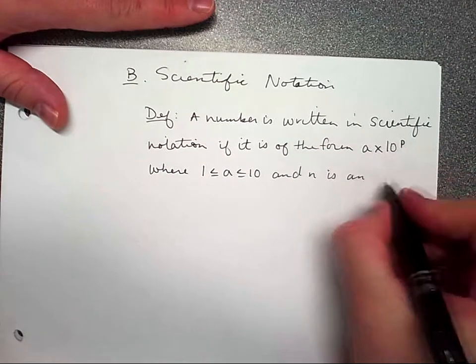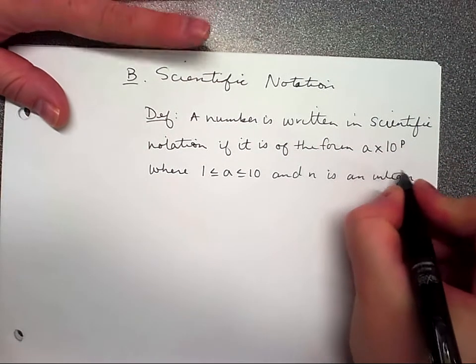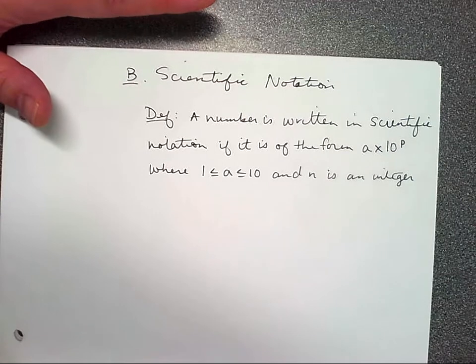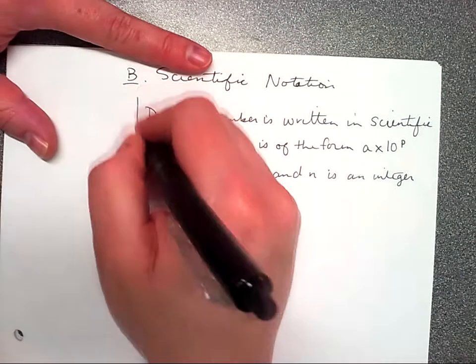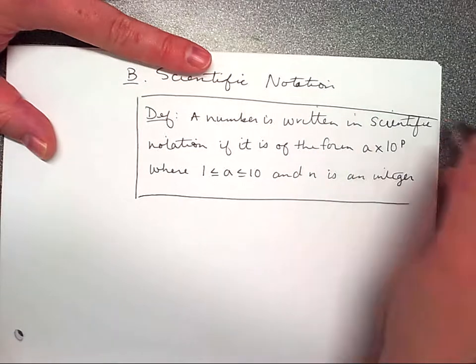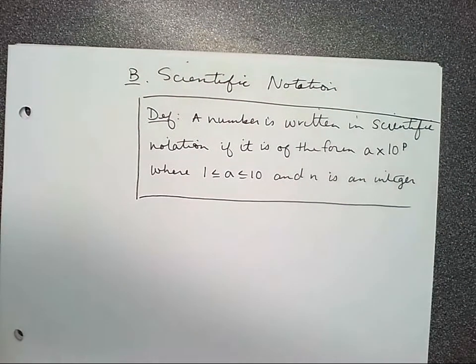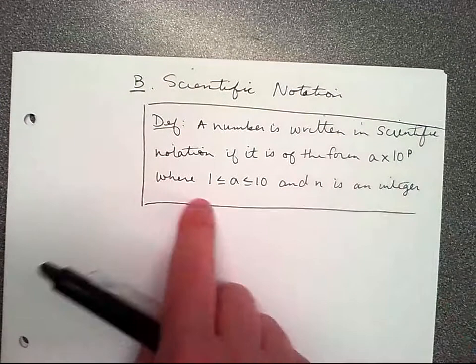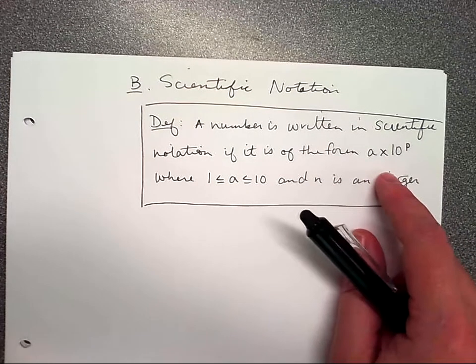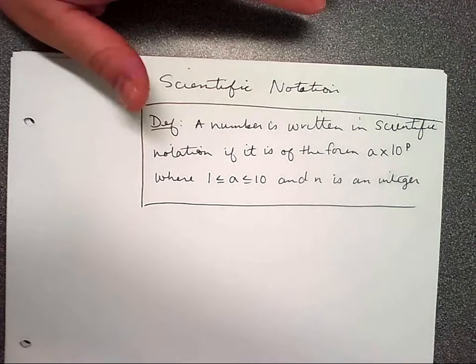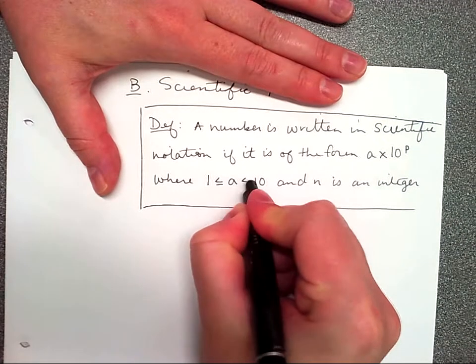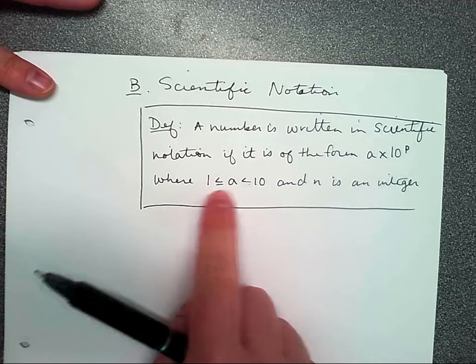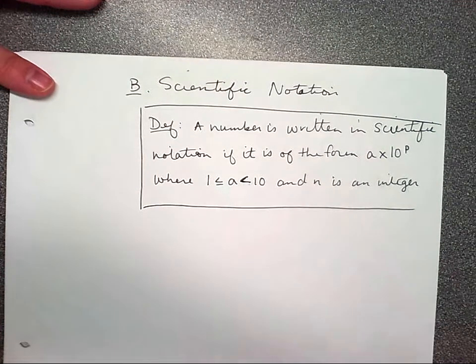What's an integer again? Negative whole number, positive whole number, 0. So a has to be a number between 1 and 10, right? No, this should be less than 10. Sorry. So 1 is less than or equal to a, and a is less than 10.